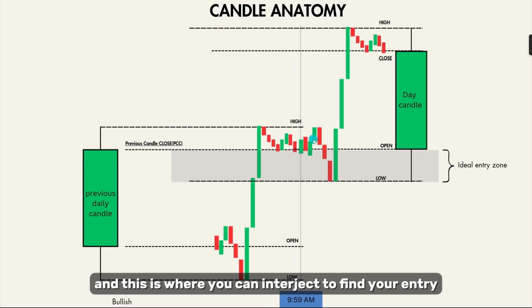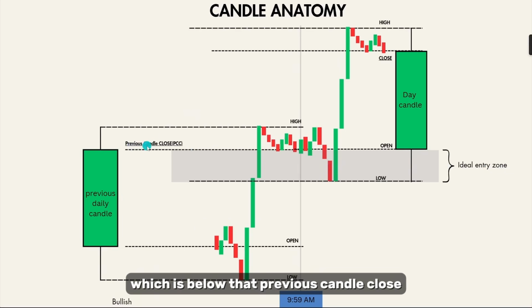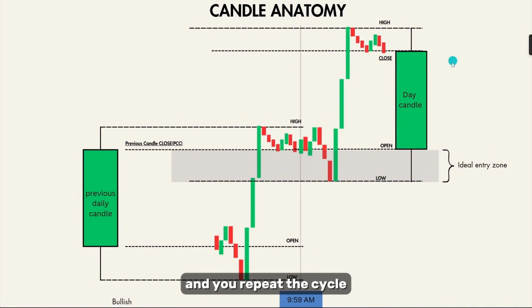And this is where you can interject to find your entry as price dips back into that ideal entry zone, which is below that previous candle close. As price manipulates, you are then looking to enter and then trade the distribution and then close your positions for the day as price starts to exhaust and consolidate, and it repeats the cycle.